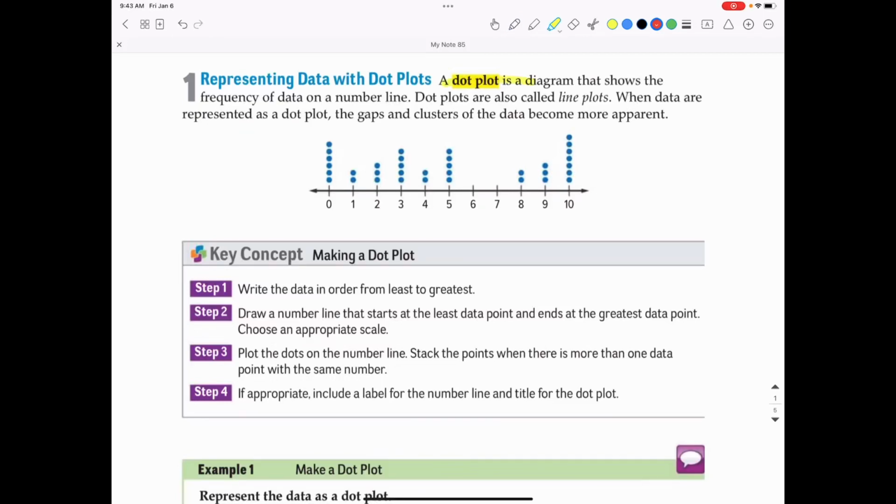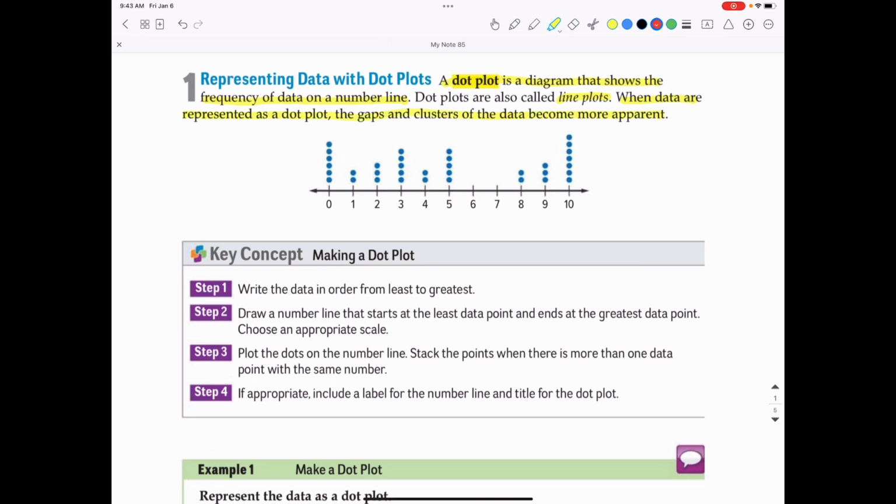A dot plot is a diagram that shows the frequency of data on a number line. Dot plots are also called line plots. This section is about some of the ways to visually represent data instead of just having them listed out as a series of numbers. One of those ways is a dot plot, and when data is written as a dot plot, the gaps and clusters of data become more apparent.